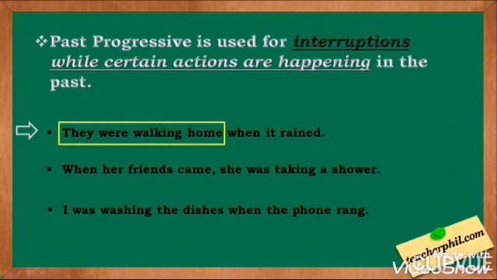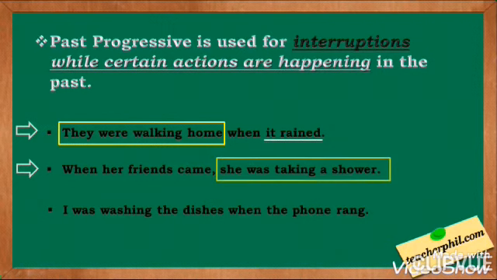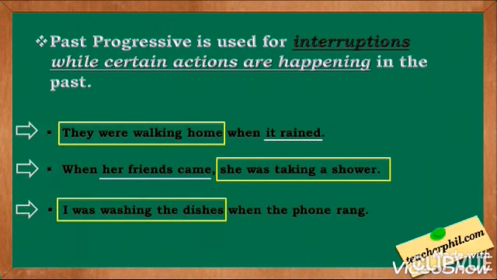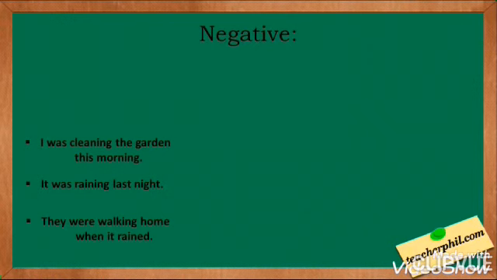When we say they were walking home when it rained, here the long action is were walking home. The short action is it rained. So the short action interrupted the long action. When is followed by the past simple, the short action, and the other one is past progressive. The second example is the same: when her friends came, she was taking a shower. The short action comes after when, her friends came. The long action is she was taking a shower. The last example, I was washing the dishes when the phone rang. When is followed by the past simple, the short action, and the other one is the long one.